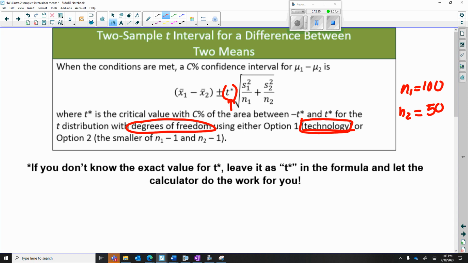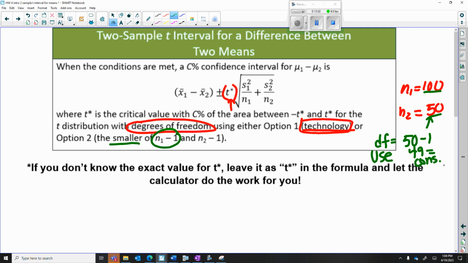The other option is to go to the smaller sample size, the more conservative approach, and take that sample size and subtract 1. So let's say we have 100 girls and 50 boys. The smaller number is 50. So we would do 50 minus 1, and that's going to be 49. So you would use 49 degrees of freedom as a conservative estimate, and then you would look for that on the table. If it's not on the table, then you have to round down even further to 40.